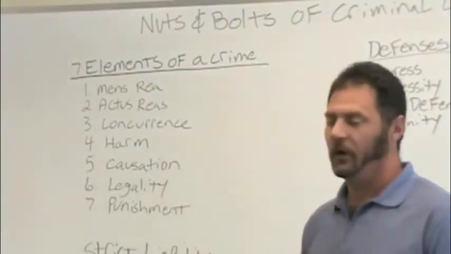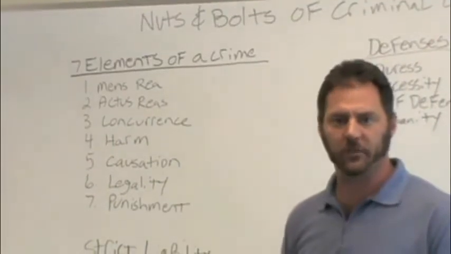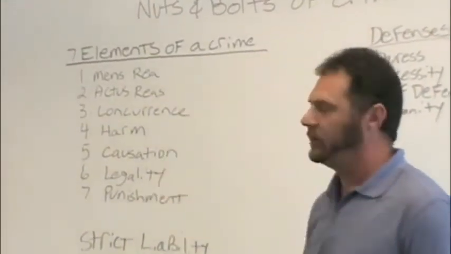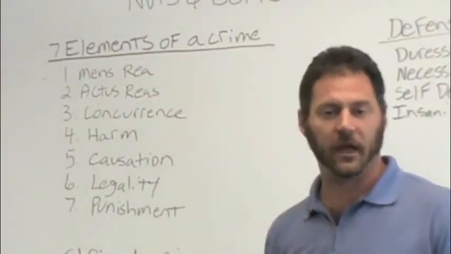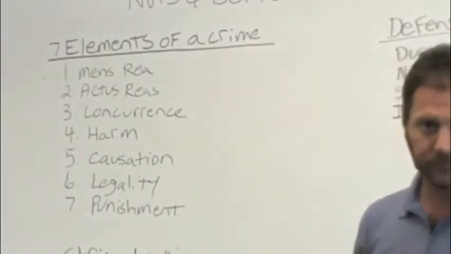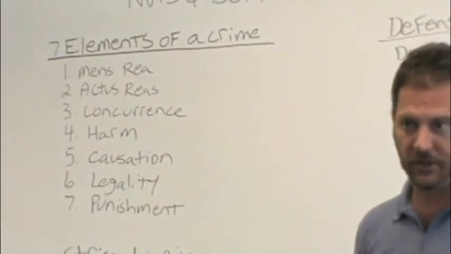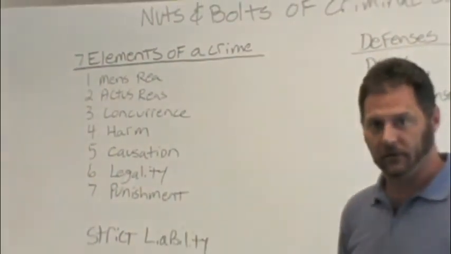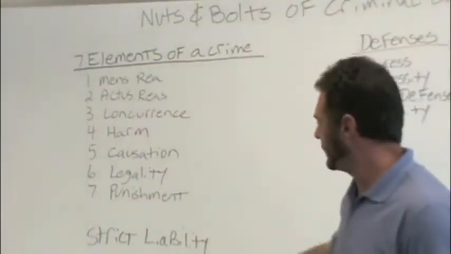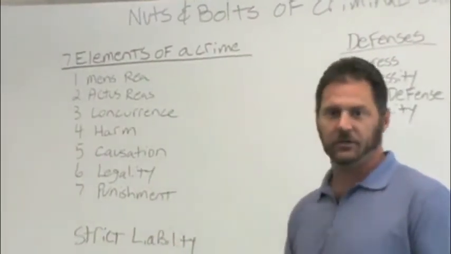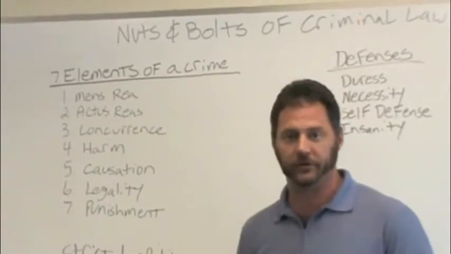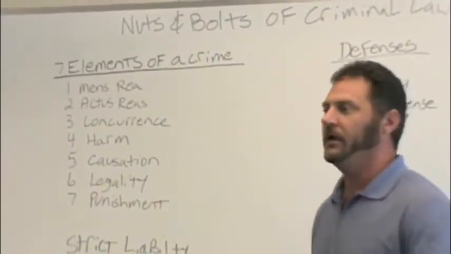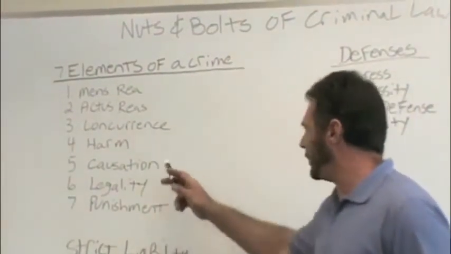Causation. That harm must have been caused by the act of the perpetrator. Legality. The act must have been made illegal prior to its commission, because something can't be made illegal after its commission. And punishment. For a crime, there must be a punishment. If there is no punishment, then there is no crime. A crime is punished in criminal law.